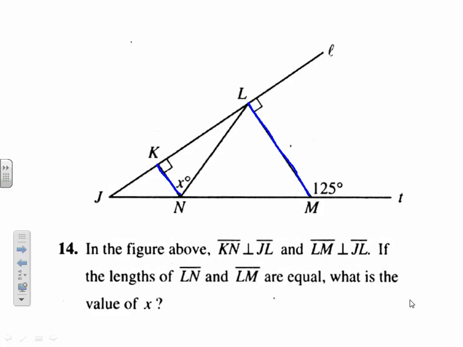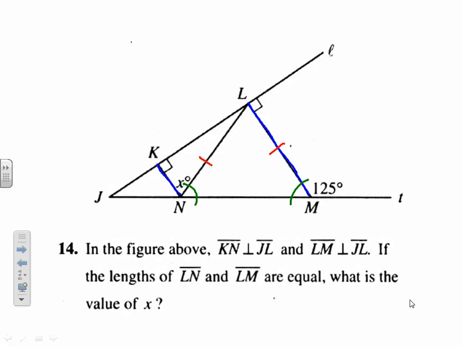They also tell us that LN and LM are congruent, they're equal length. So that tells us something else. That tells us that we have an isosceles triangle here. So that means these angles are congruent to each other. These are the base angles of the isosceles triangle.